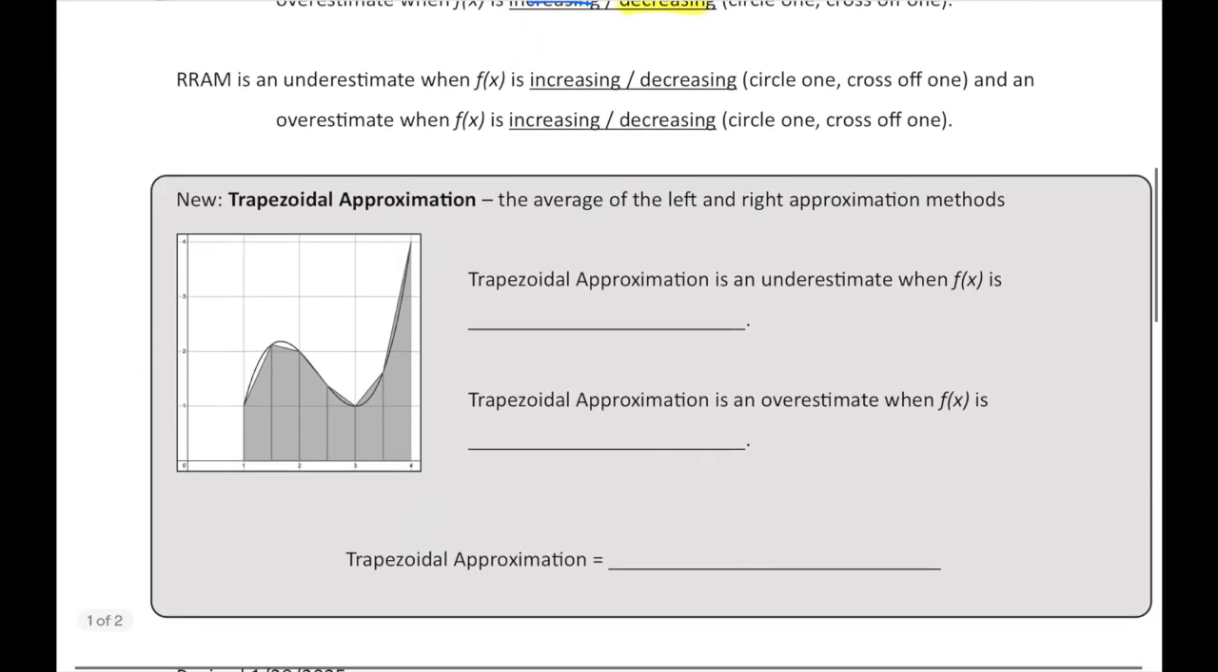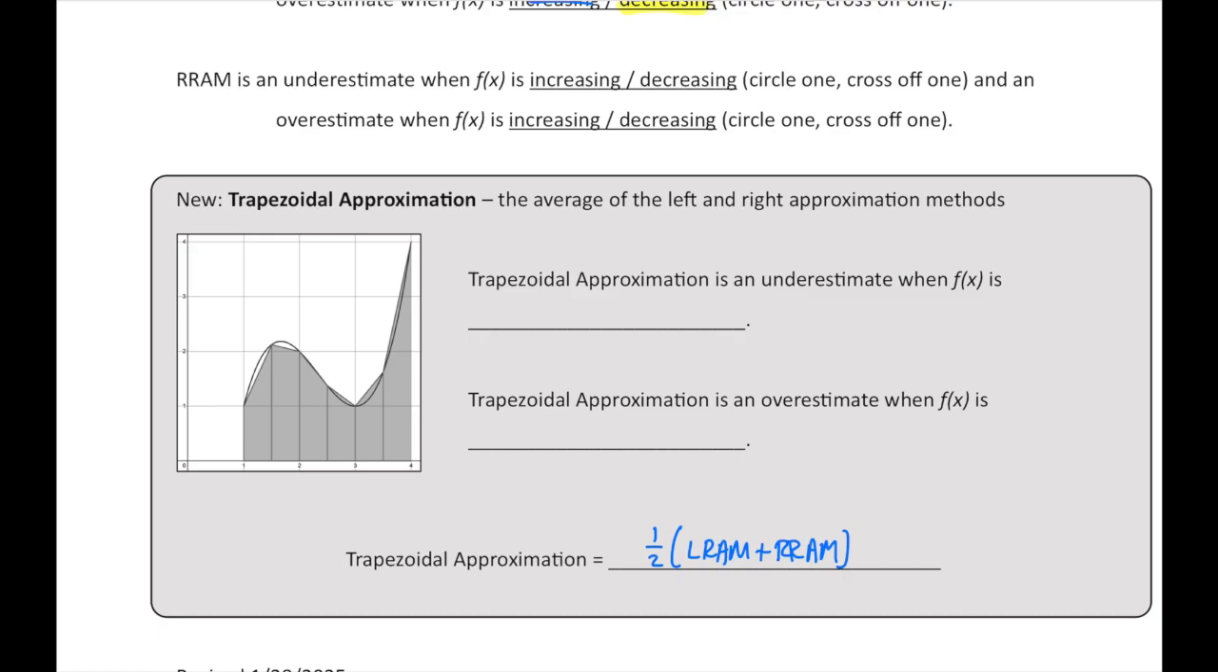And that's what I have down at the bottom of this page of notes. So our new trapezoidal approximation is going to be the average of the left and the right approximation methods. I'm going to make a note down at the bottom: it is going to be 1/2 (LRAM plus RRAM). So if I can find my left rectangular approximation and my right rectangular approximation, the trapezoid is going to be the midpoint.